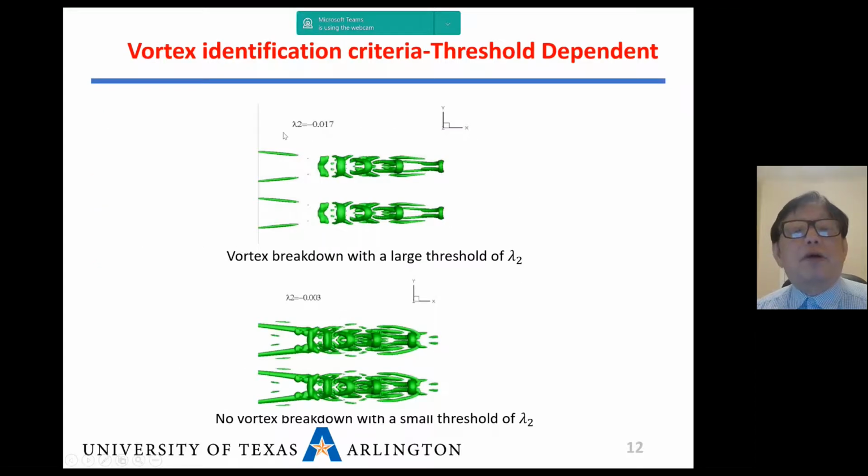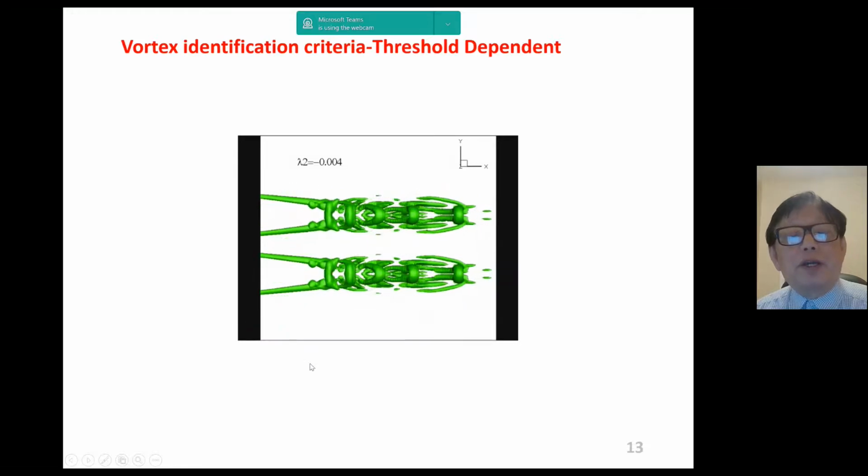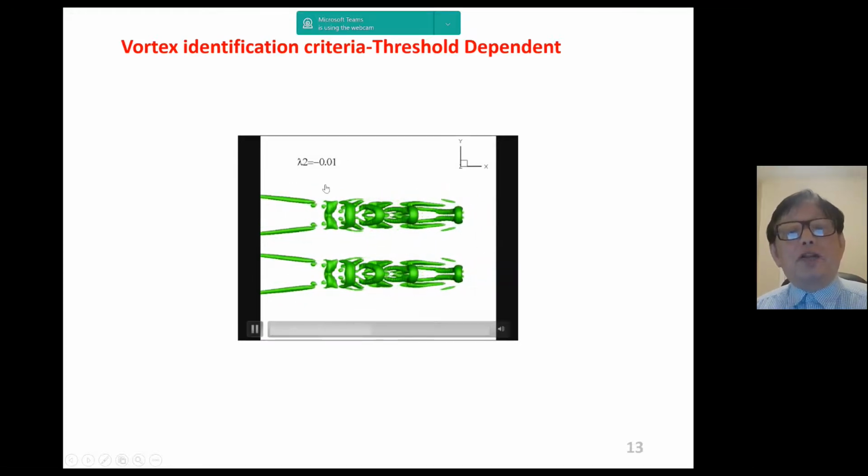Look at these figures. When lambda 2 is negative 0.017, all this vortex breaks down. However, if we reduce lambda 2 to close to 0, for example 0.003, all these vortices are linked. There is no vortex breakdown. If we look at this movie, we change the threshold, we get a totally different vortex structure.